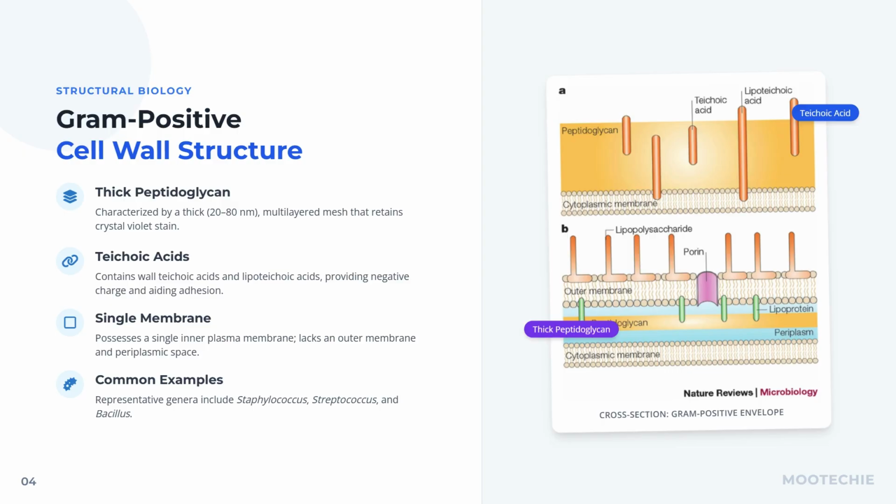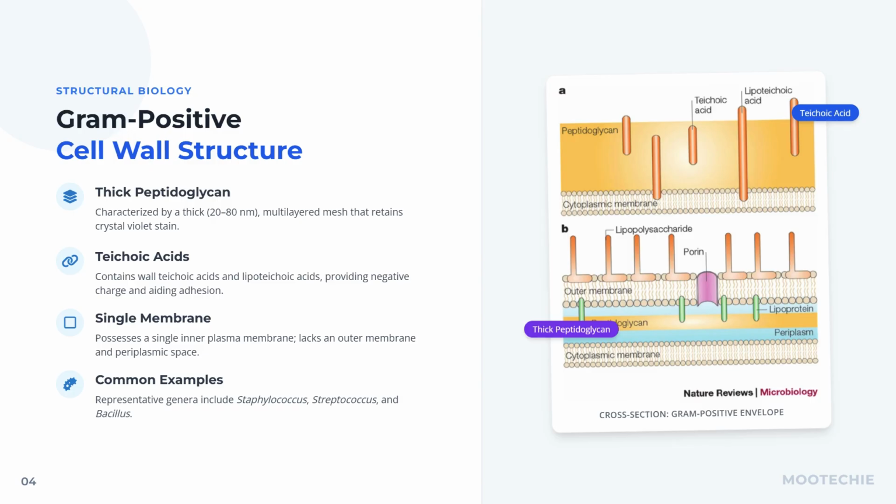Single membrane. Possesses a single inner plasma membrane, lacks an outer membrane and periplasmic space. Their architecture is straightforward, a thick peptidoglycan coat draped directly over a single cell membrane. There's no second outer membrane.